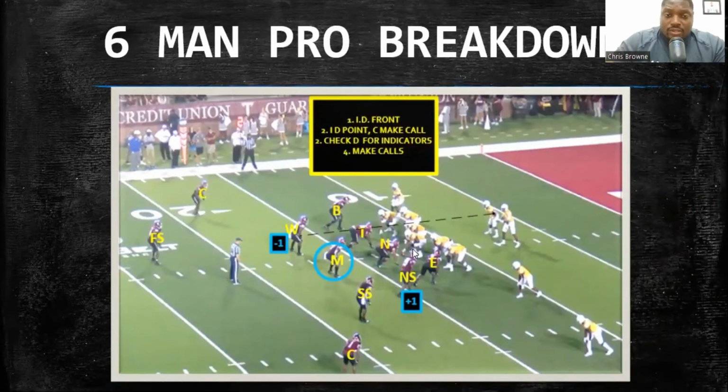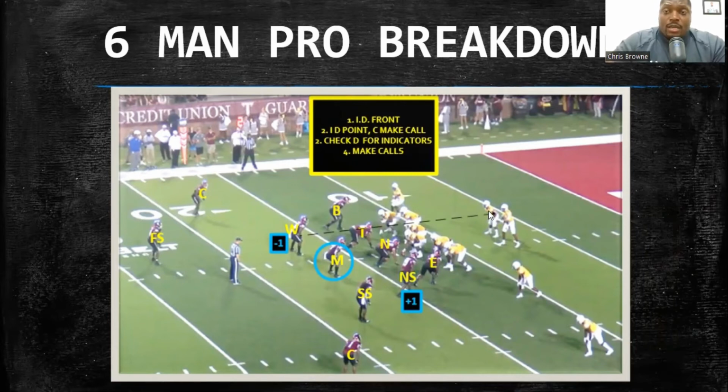The slide starts with the center. All right, so he's in that slide. So this would be a loop call because it's 65 protection. So the slide side is responsible for three of the four most dangerous to the slide side. And the backside guard and tackle, in this picture the right guard and right tackle, are responsible for the number 1 and number 2 LOS on the line of scrimmage.